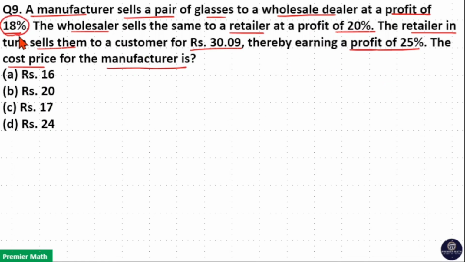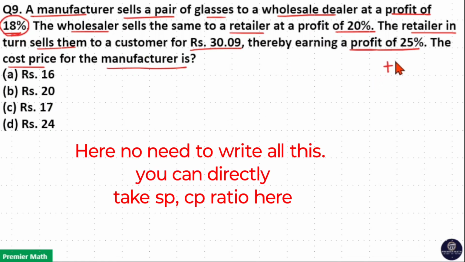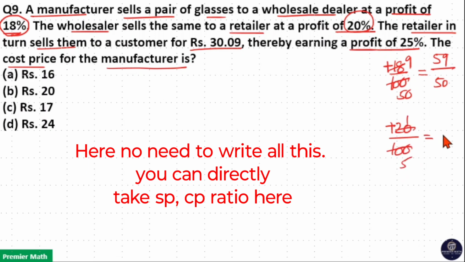Here first profit is 18%. Profit means plus. So 18% means 18 by 100. 2 goes 9 times in 18, 2 goes 50 times in 100. Now plus 9 by 50 means if 50 is the cost price, then 50 plus 9, 59 is the sell price. Now next profit is 20%. Profit means plus 20% means 20 by 100. 20 goes 5 times in 100. So plus 1 by 5 means if 5 part is the cost price, then 5 plus 1, 6 part is the sell price.